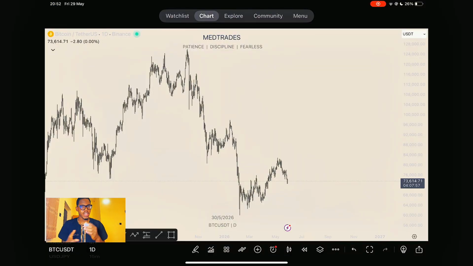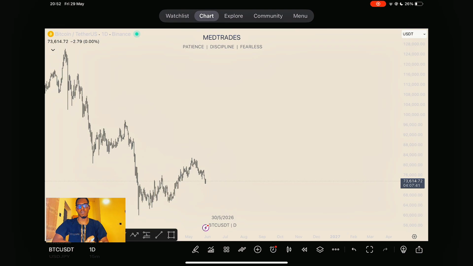Alright, so what are key levels? Key levels are areas in the chart in which market tends to react strongly from. It can act as a support or resistance. So let me explain it to you here over in chart.